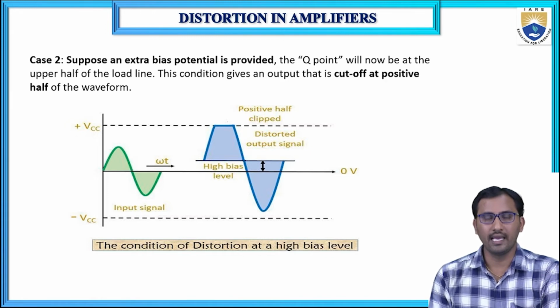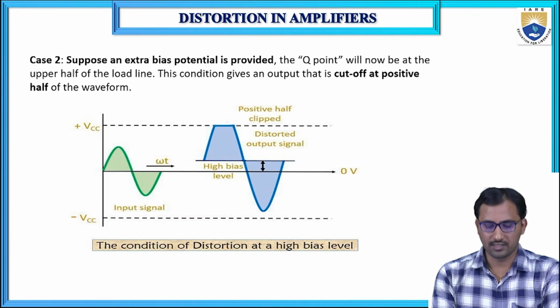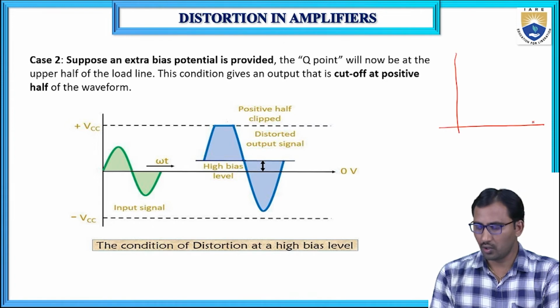Suppose we provide extra bias potential. Then the Q point will be moved to the upper half of the DC load line. So the load line will be like this.